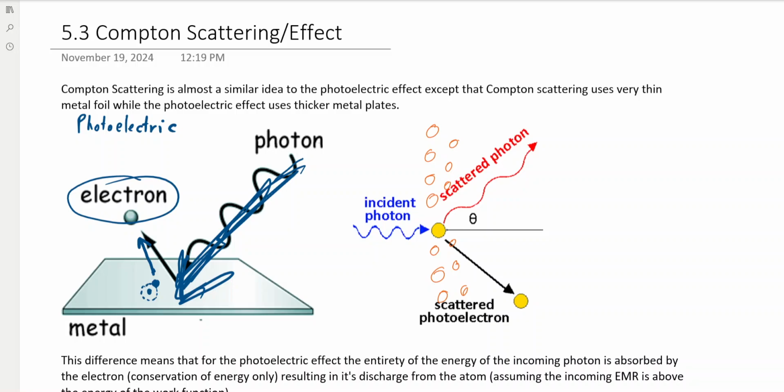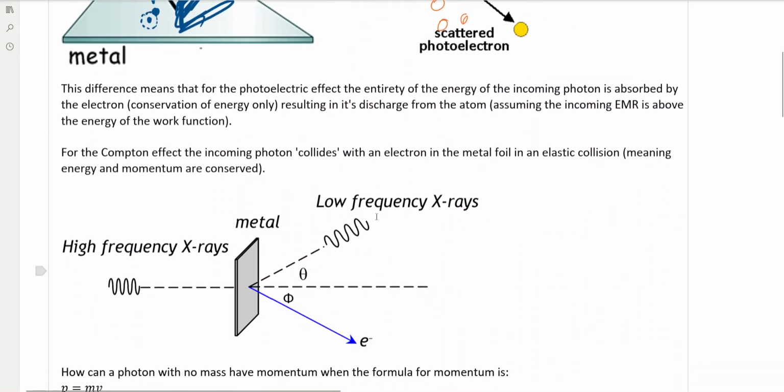Okay, it has a longer wavelength, or a lower frequency, or less energy. All of those things mean the same thing. The electron is now flying off at a different angle, and this angle here and the angle above have to balance up the vertical and conserve the momentum in the horizontal. So that's essentially the Compton scattering effect.